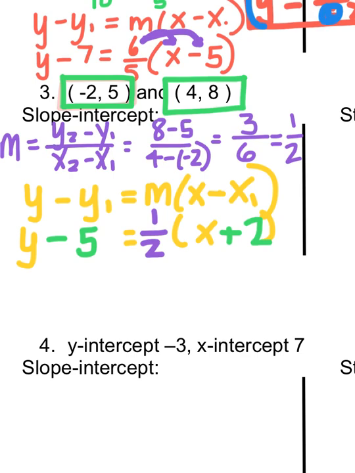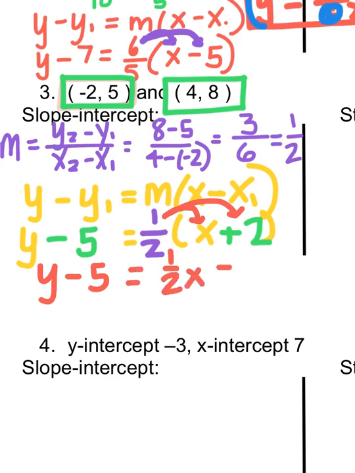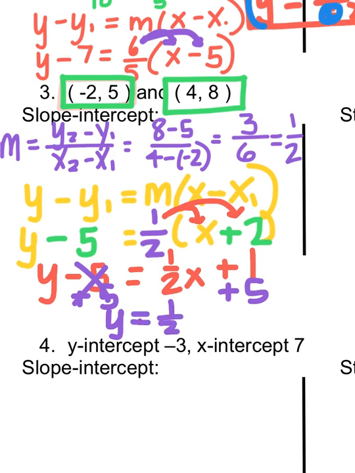Now let's isolate the y so that we will have slope-intercept form. So we'll isolate the y by distributing. So let's start off with y minus 5 equals, that'd be 1/2 x plus 1. Now we'll isolate the y by doing the opposite. So final answer is y equals 1/2 x plus 6.